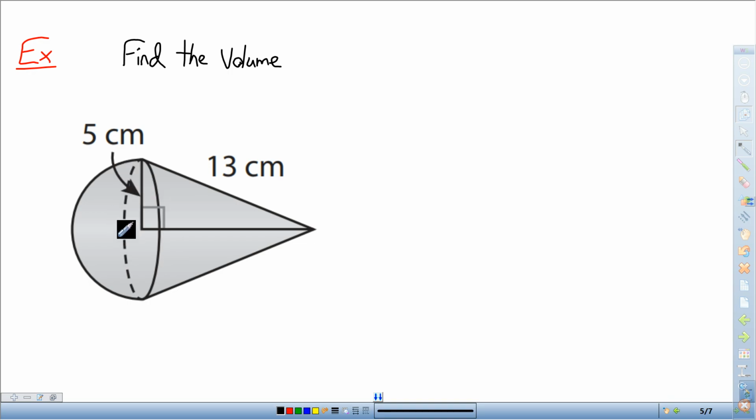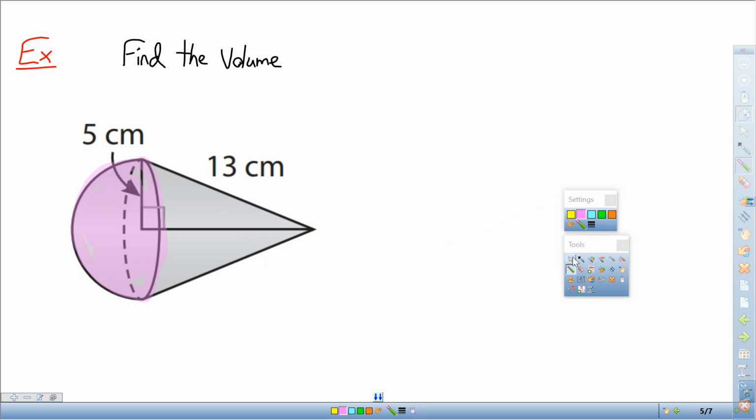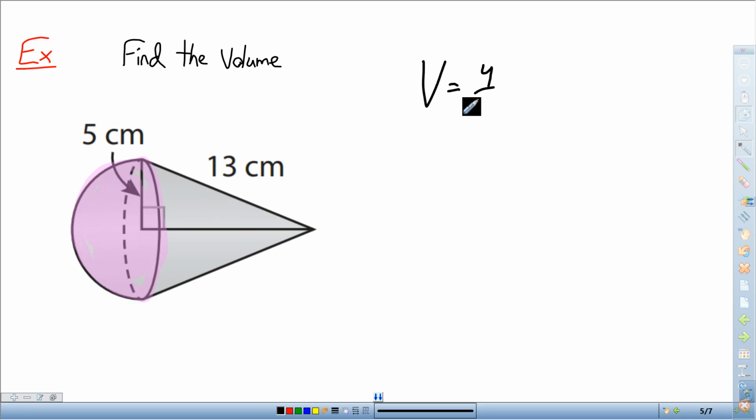I notice we have the radius of the sphere, or really it's a hemisphere, half a sphere. And then we have our cone here. Let's worry about just finding the volume of this hemisphere, this half sphere. First things first, let's find the volume of an entire sphere, and then we'll divide that by 2, cut it in half, to get the volume of this hemisphere. So just like before, volume equals 4/3 pi r cubed.